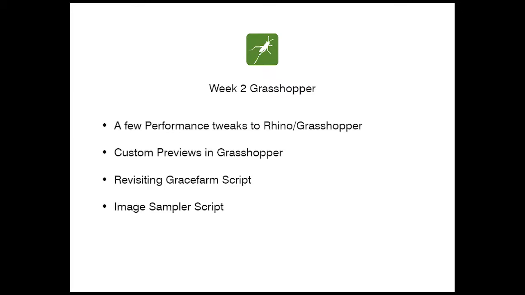We're going to run through the custom preview component in Grasshopper for showing geometry with different materials and different colors. We're going to revisit the Grace Farm script that we worked on in class. And we're going to use this new custom preview component to adjust the preview of some parts of the building. And then we're going to run through an image sampler script, which should be really useful in your work going forward. You could definitely use it in the assignment as well, but it's quite a versatile way of referencing imagery and bring it into a geometrical environment.